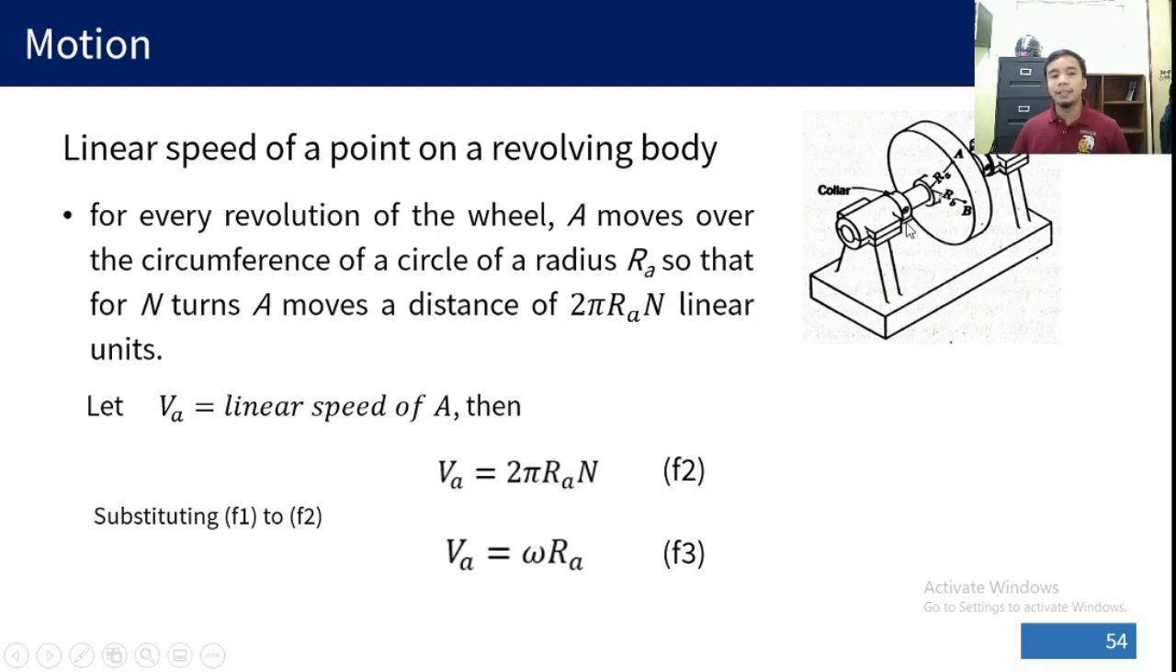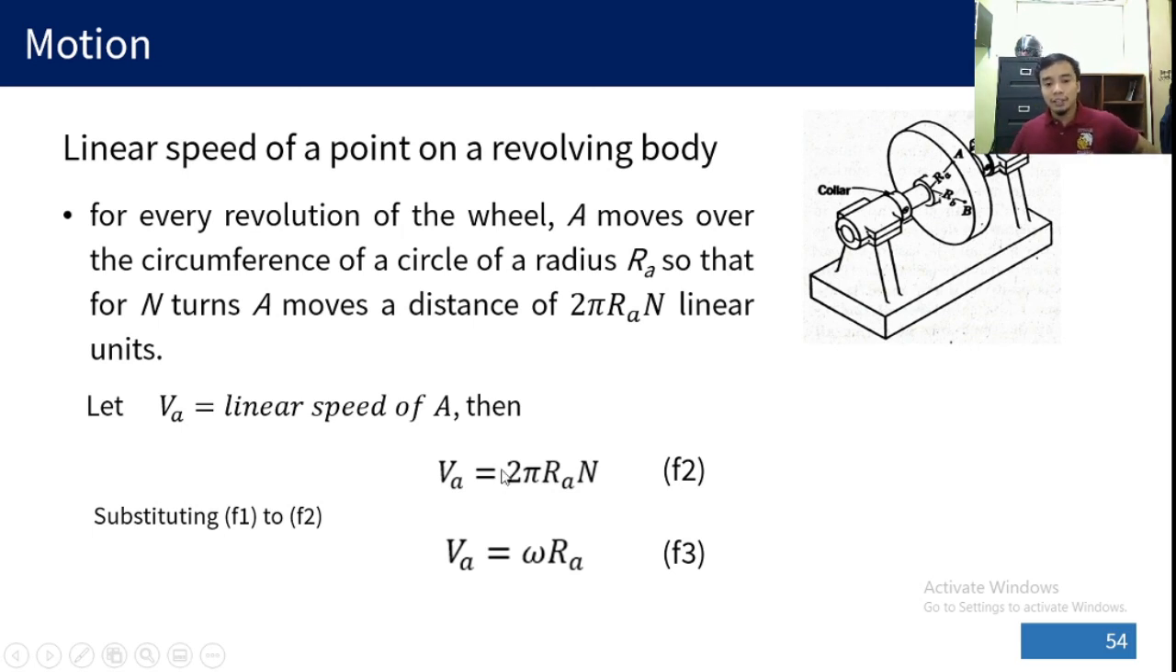Okay, so given that this wheel has a radius of r sub a, which is the distance from the center of the shaft to point A. So if it completes, for example, n turns, it moves a distance of 2 pi r n. So 2 pi r is a linear unit, since it is the circumference, right? So we multiply it by the number of turns completed in a unit of time, and we get the linear speed.